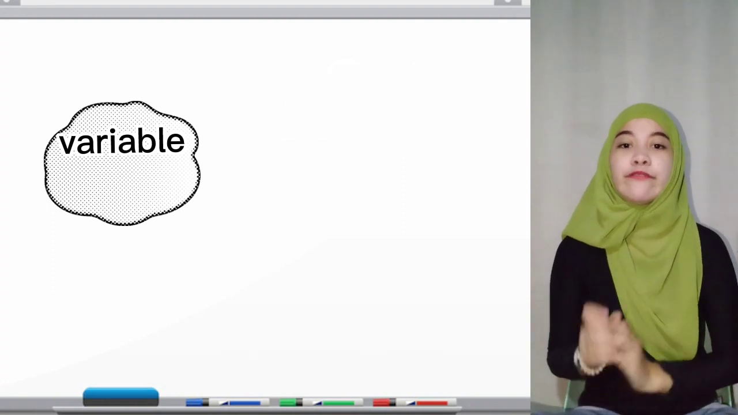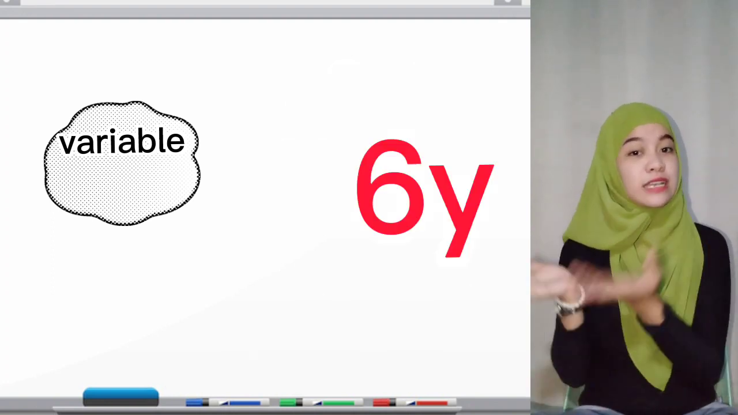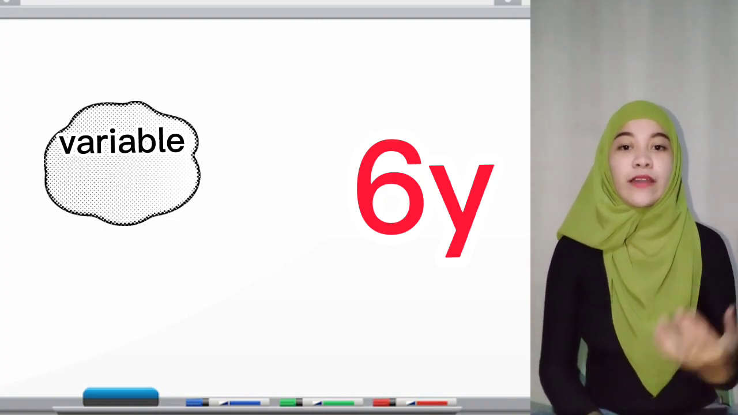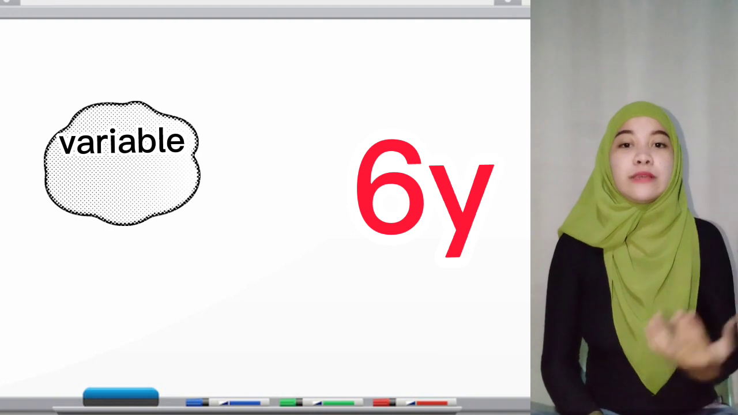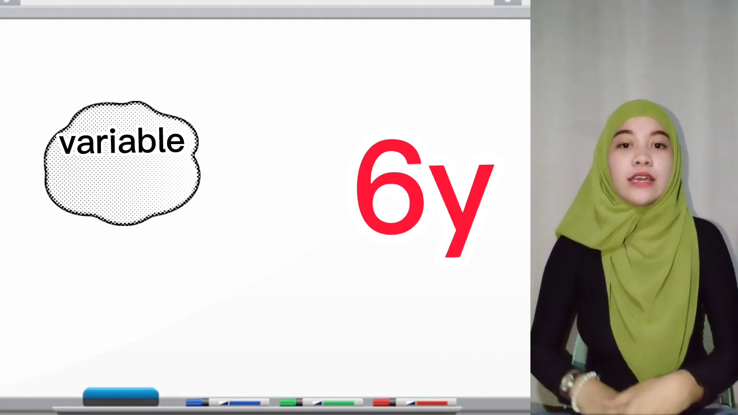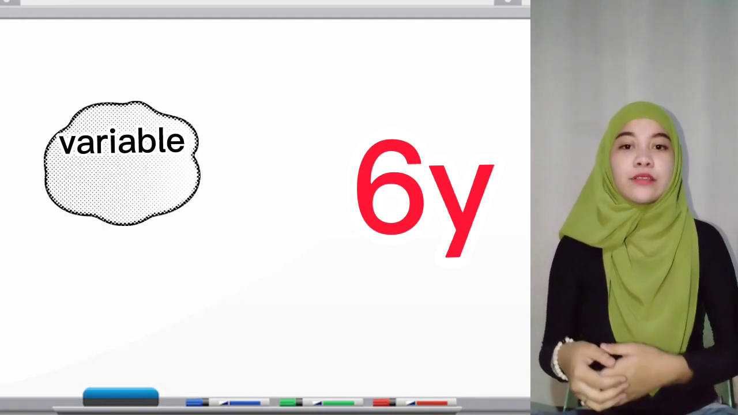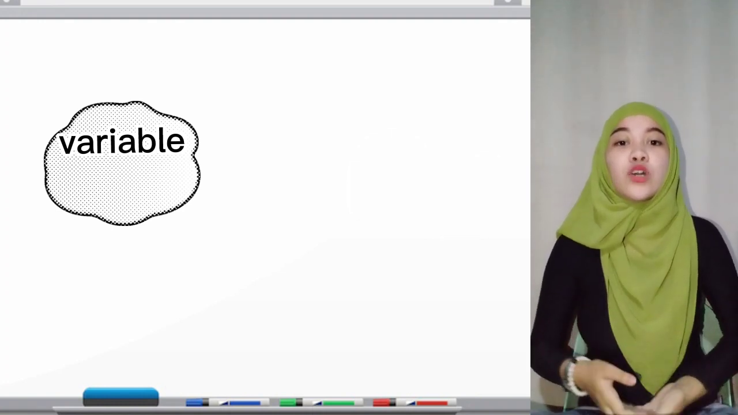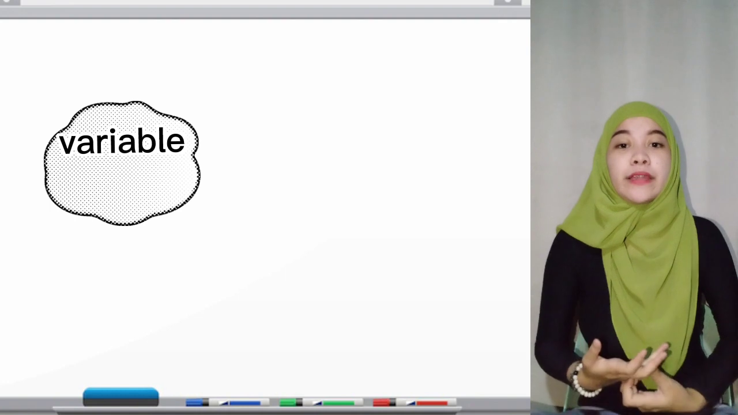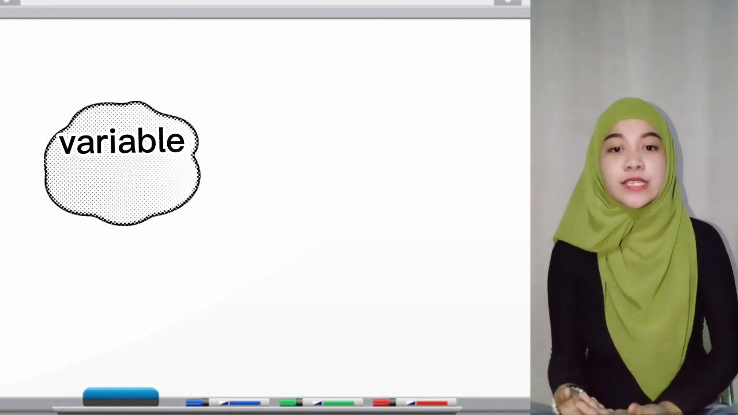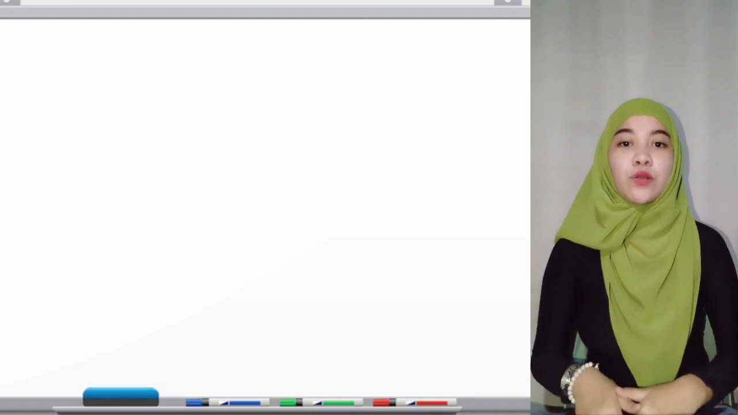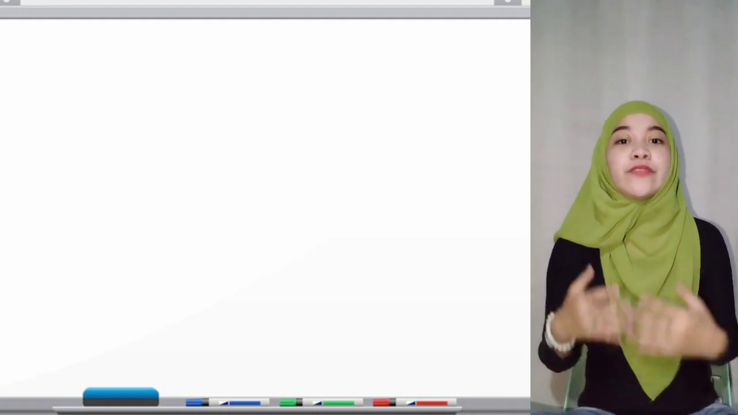And if you have a term like 6y, even though it could be fine to do the multiplication the other way around and write y6, it's conventional to always write the number part of the term first and the variable part of the term second. So that's the basic part of the term.